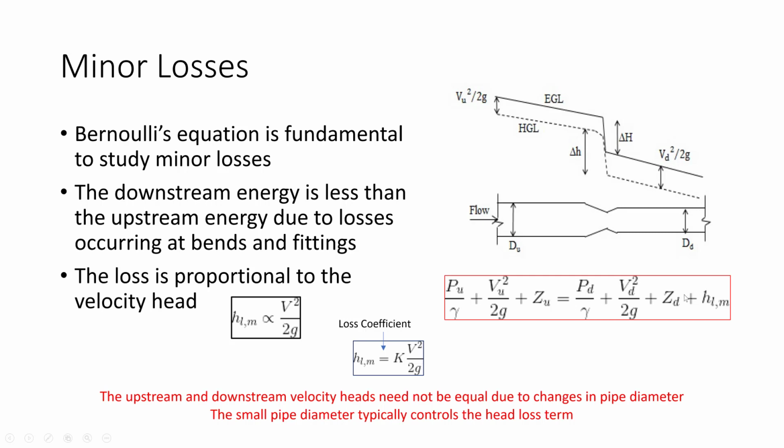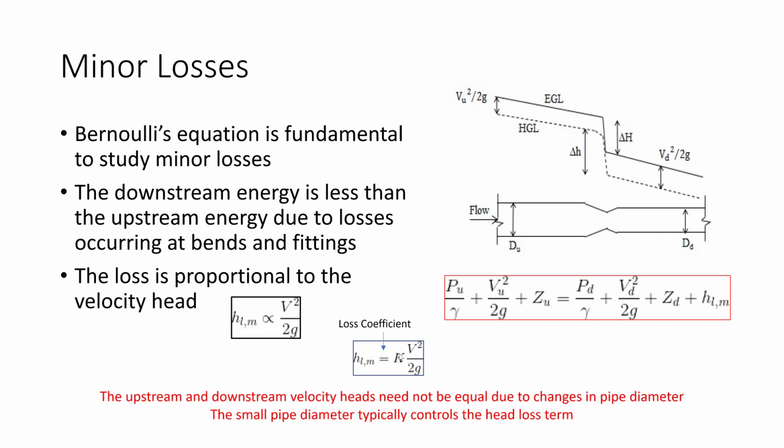Here I'm ignoring the friction loss and just showing you a minor loss term. These minor loss terms often have to be empirically determined from experimentation. What we see is that the head loss due to minor losses is proportional to the velocity head. So I show here h subscript m, used for minor loss, is proportional to V squared over 2g, and I can turn that proportionality into an equality by putting in a loss coefficient K.